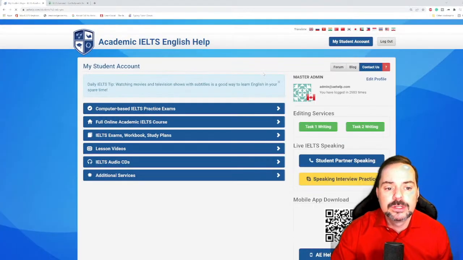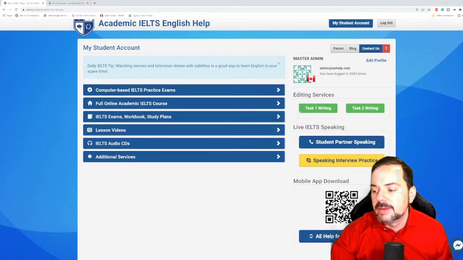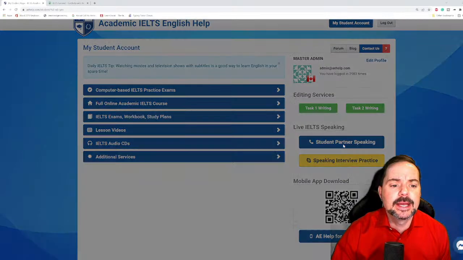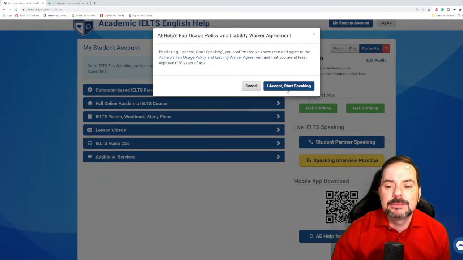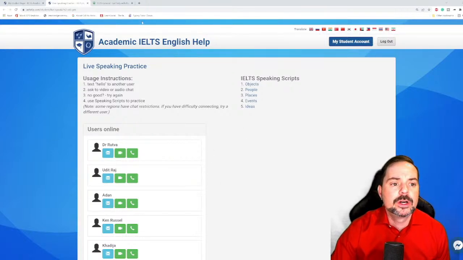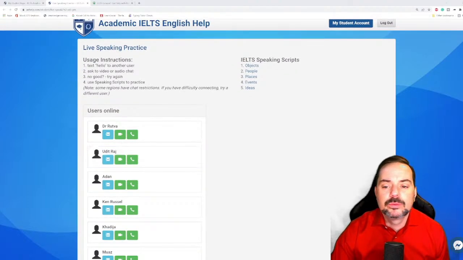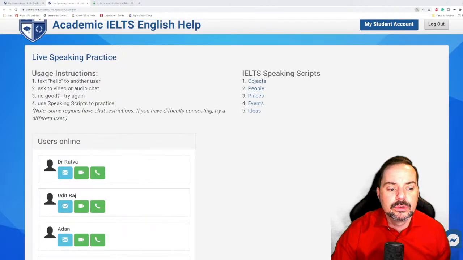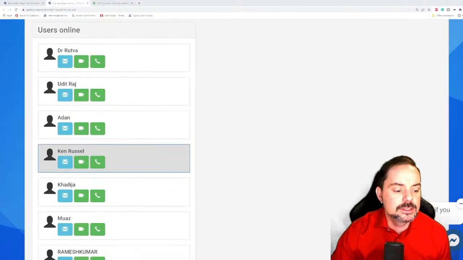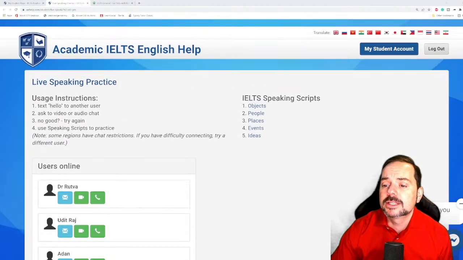You click on the My Student account, and then you have this Student Partner Speaking button that's right above my head there. Click on that button, say that you accept the terms, and then you're in this page here where you will see a lot of people. We have Dr. Ruta, Udit Raj, Adan, Ken Russell, Khadija, Muaz, and lots more. So that's great. We've got lots of potential volunteers.